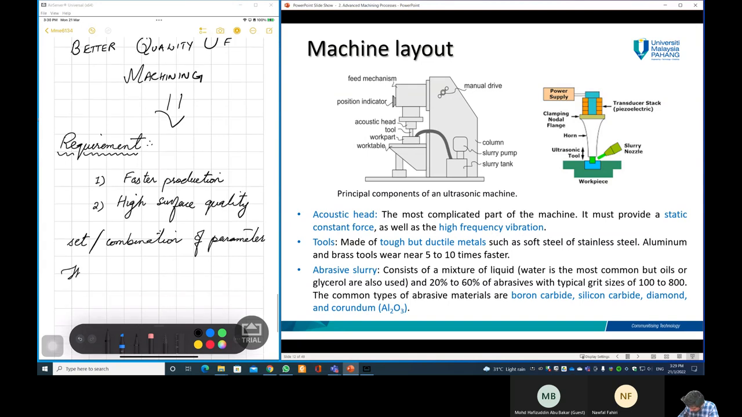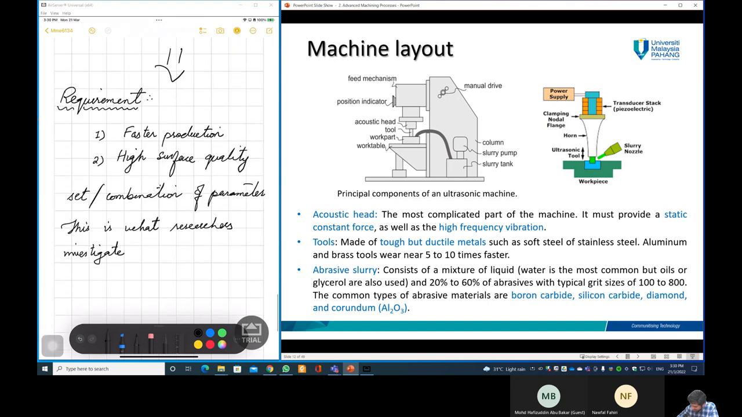And this is what researchers investigate. If you are hired in an R&D department, then this is your job. If your CEO, your manager, your general manager asks you, okay, Mr. Nofel, you need to increase the production, then you will use the parameters which are used for increasing the production. But if Mr. Hafizuddin in the quality department says no, I don't want high production, I want quality parts because customers demand quality parts and quality surface finish, then Mr. Nofel will be using the parameters which are going to produce the best surface quality.